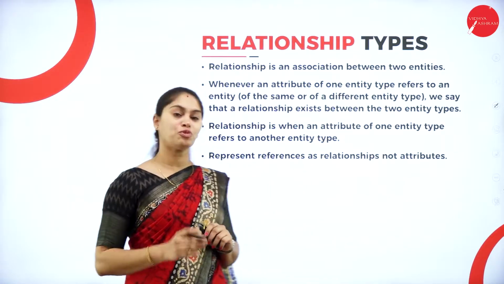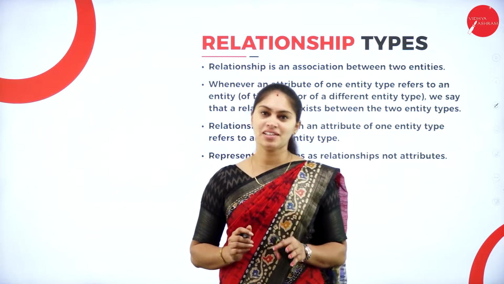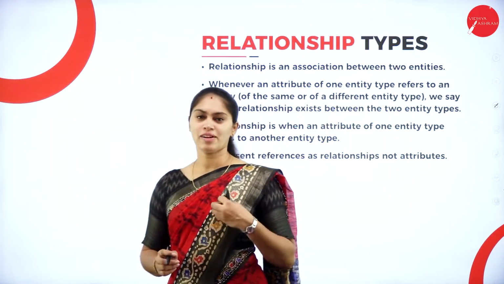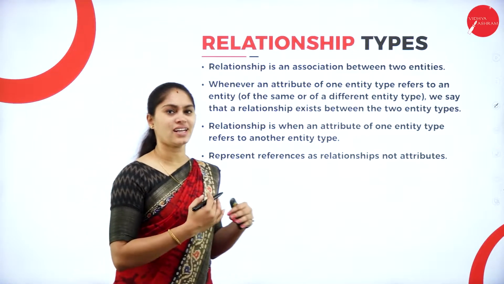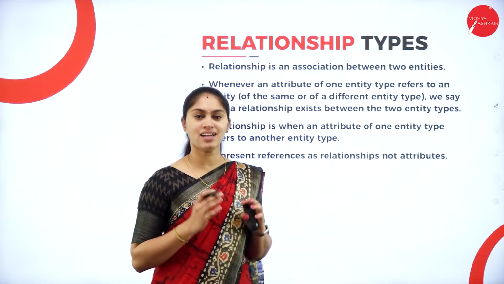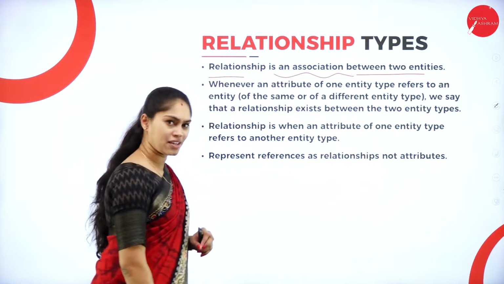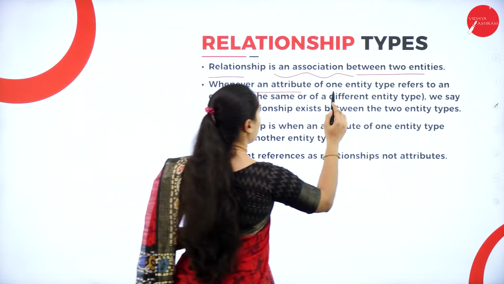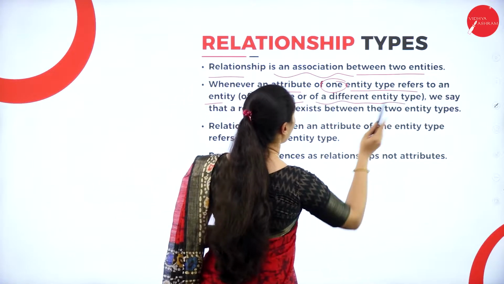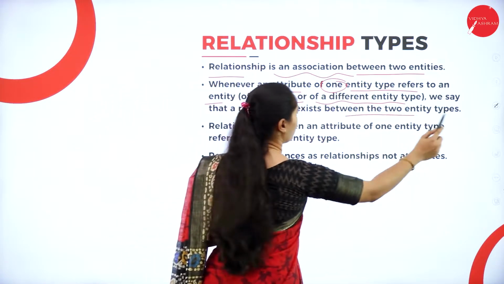Before that, you have to understand what you mean by relationship first. If you consider teacher and student, what is the relationship between those two? The student will learn from the teacher, and the teacher will teach the student, isn't it? An association between two entities is considered a relationship. Also, when an attribute of one entity type refers to an entity of the same or different entity type, then we can say that a relationship exists between the two entity types.